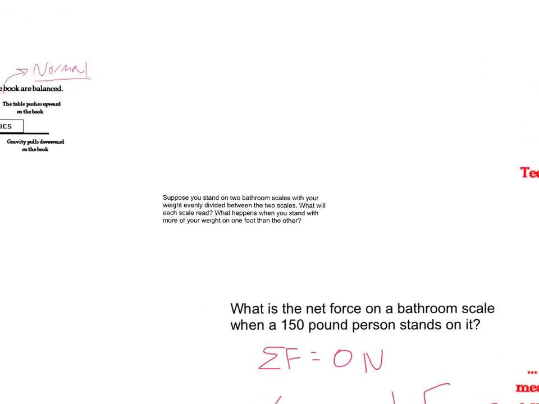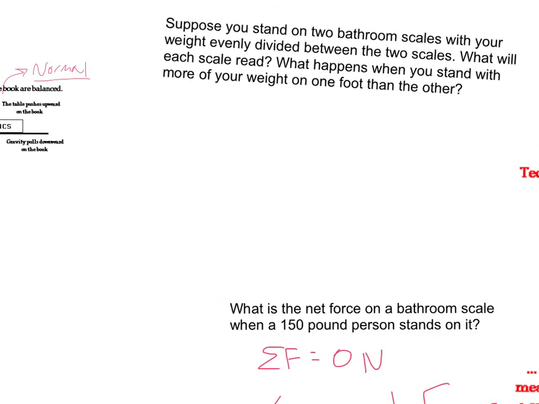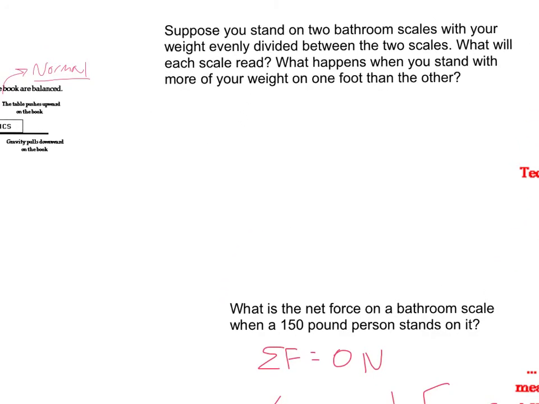But say we put two bathroom scales together, okay? And you stand on two bathroom scales with your weight evenly distributed between those two scales. In this case, what would each scale read? Well, if you're standing evenly on each scale, then the reading on each scale is going to be half your weight. The sum of the scale readings will balance your weight, and the net force on you will be 0.